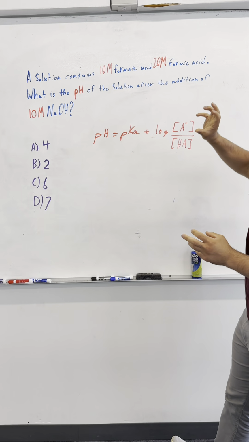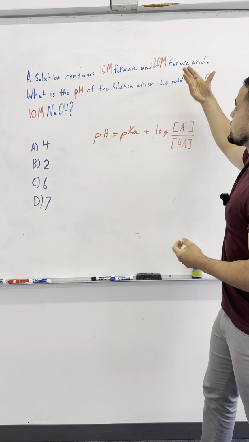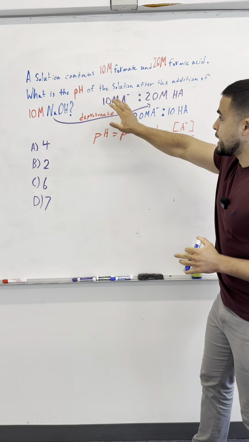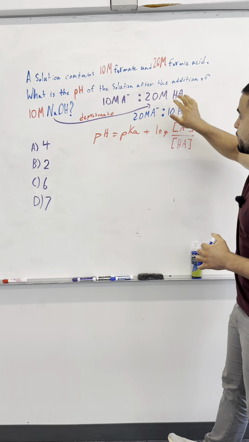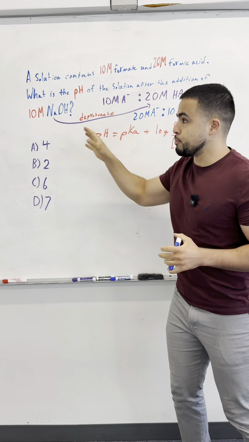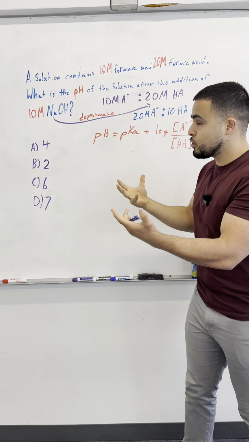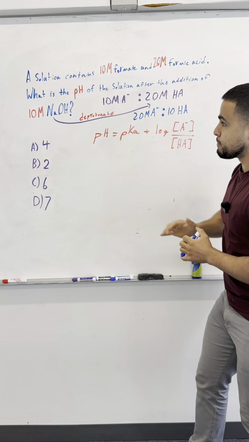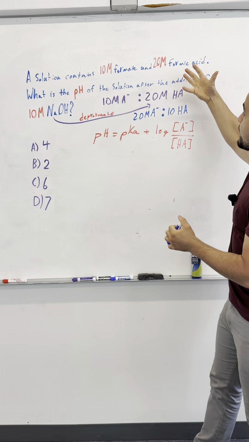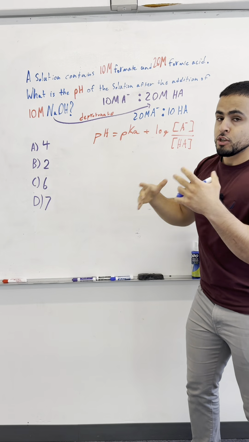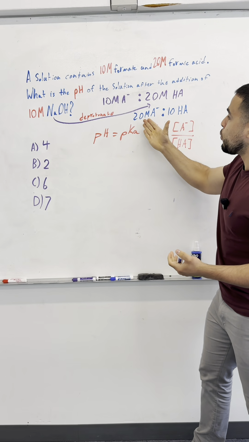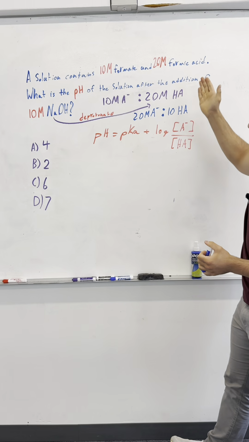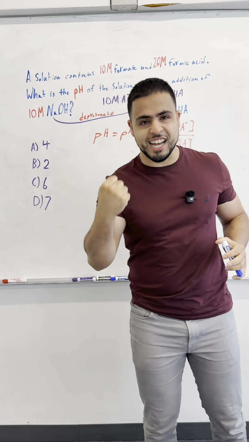So first of all, let's consider what happens to the conjugate base and the acid respectively after the addition of NaOH. As you can see, we started off with 10 molar of the conjugate base and 20 molar of the acid. Once you add NaOH, because this is a buffer solution, that NaOH will deprotonate the acid, thus converting it into the conjugate base. And because we're adding 10 molar, it's going to convert 10 molar of the formic acid into formate. So now the new concentrations we have are 20 molar of formate, the conjugate base, and 10 molar of formic acid, or the acid. Now here's where the logic comes into play.